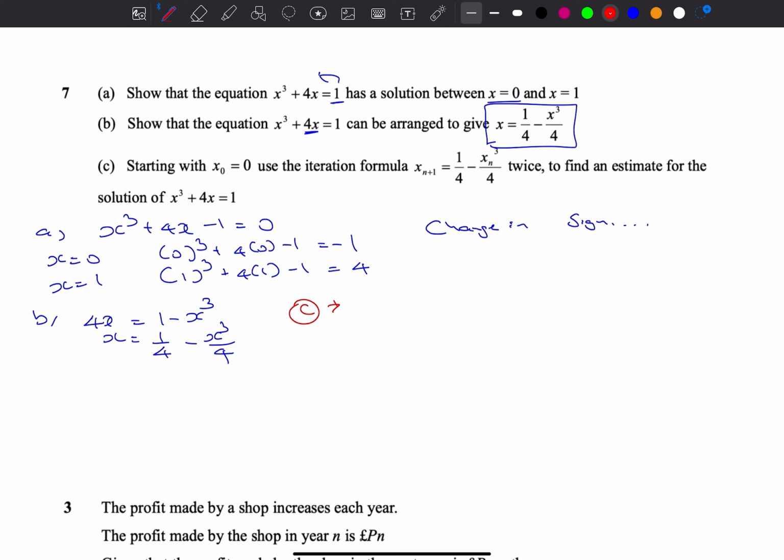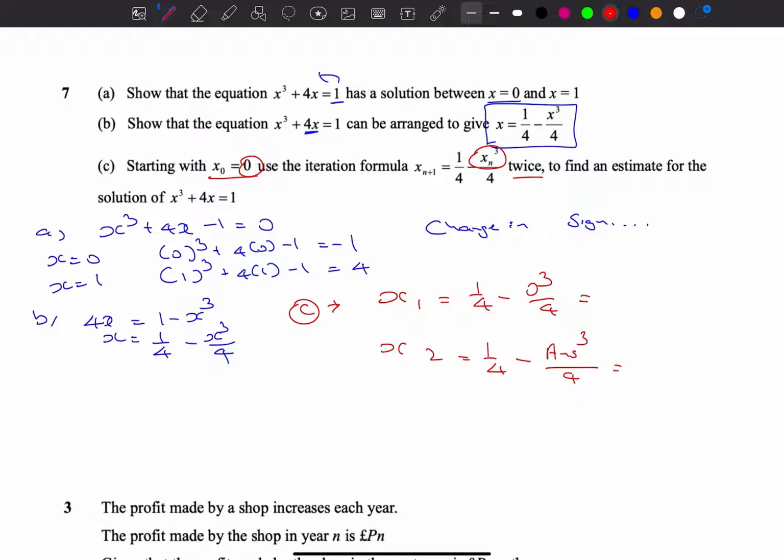You would like to do the iteration twice. So this is x0, x1, x2. For x1, what is this? So we go 1 over 4 minus, instead of x cubed, 0 cubed over 4, whatever that answer is. 1 over 4 minus, instead of x0, answer cubed over 4, right?